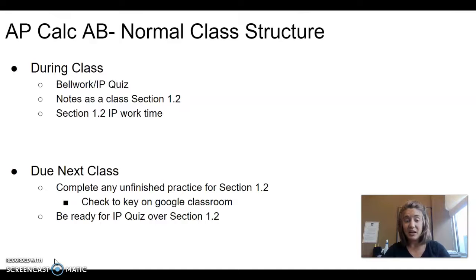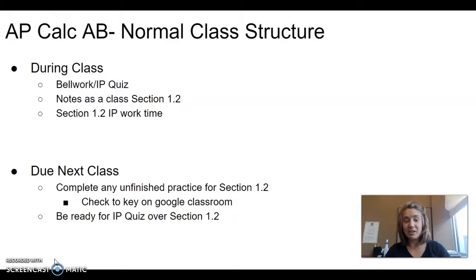There's a key on Google Classroom for the homework and practice that students are expected to check their answers against in a different color. So utilize the key as you need and just use a different color whenever you needed to use it. And then you want to be ready for your IP quiz over that homework.